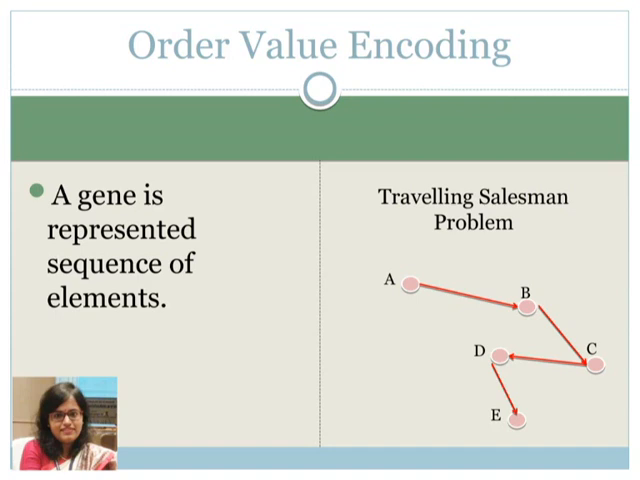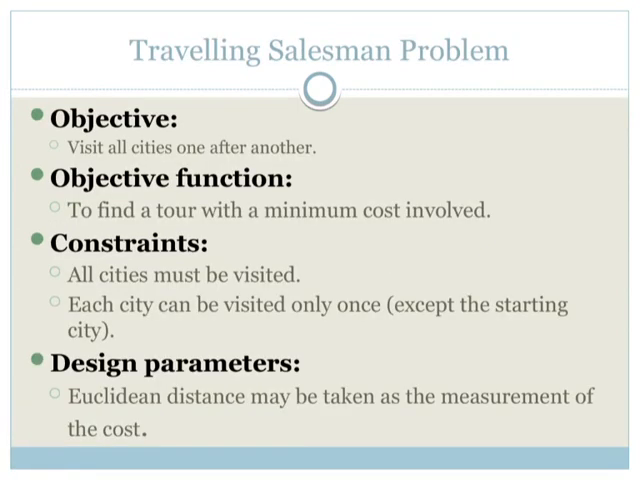So suppose this is the path, that is the order you can represent it: A, then B, then C, then D, then E. This ordering is used to represent the chromosome. So this is the order value encoding. What is the objective of the TSP problem? To visit all cities one after another, and the objective function is to find a tour with a minimum cost involved. The constraints are that all cities must be visited and each city can be visited only once except the starting city.